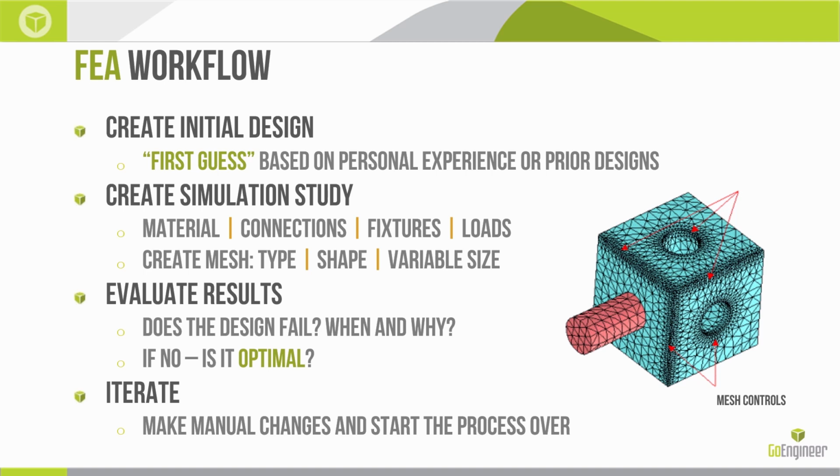We specify the type of mesh. We have solid meshes, we have shell meshes. We specify the shape. We have different types of mesh elements. And we also specify the size of the mesh. The size of the mesh allows us to control the detail of our results. And something that we're always balancing is the speed that those results are delivered in, and also the accuracy or the resolution of our results.